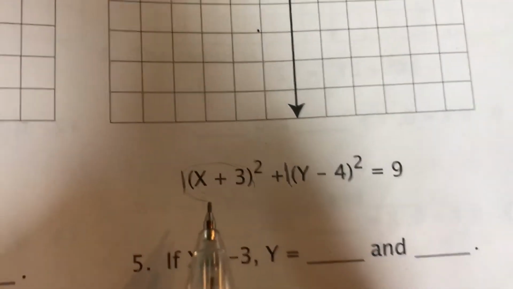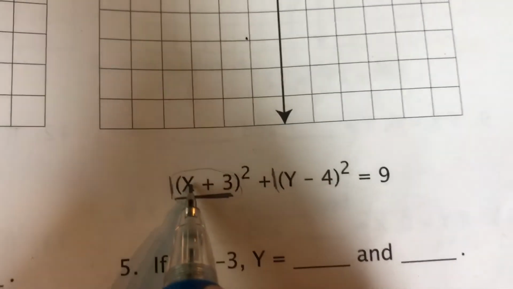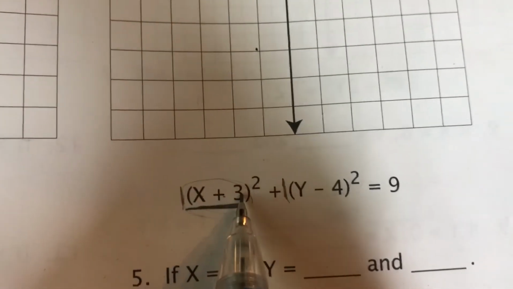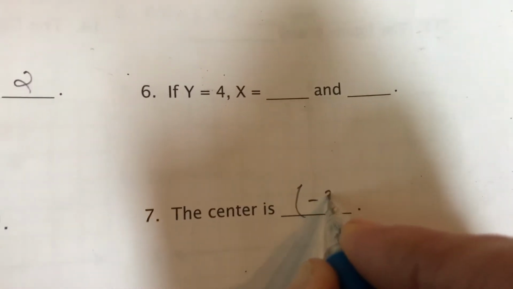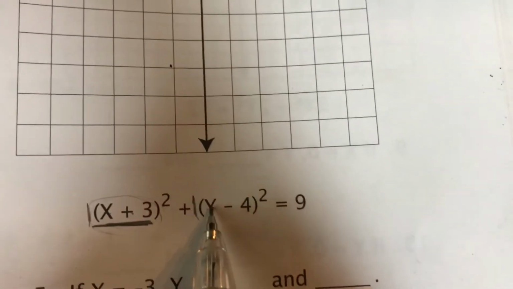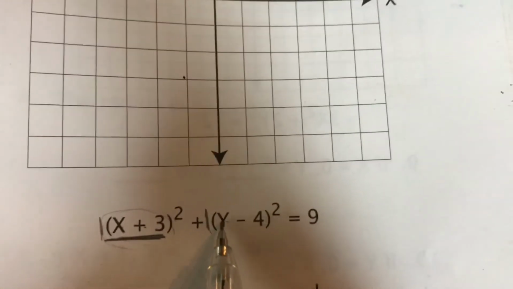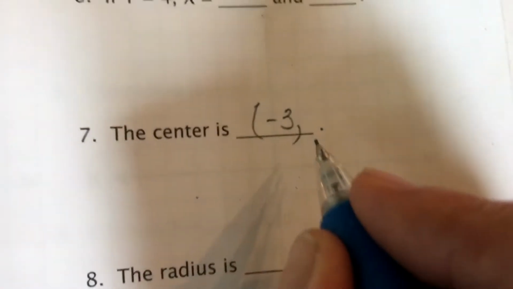So my center right here is, hey, what makes this guy 0? It would be a negative 3 because negative 3 plus 3 is 0. So when I come down here, I would say my center is negative 3. And let's look at my y value. It would have to be a 4. Why? Because 4 minus 4 is 0. So I'm trying to figure out what makes him 0. So that's my center.